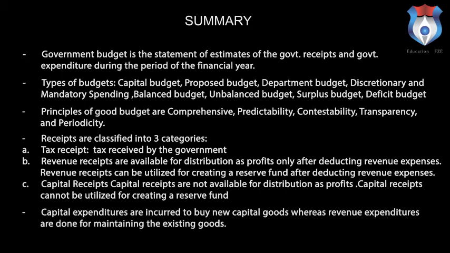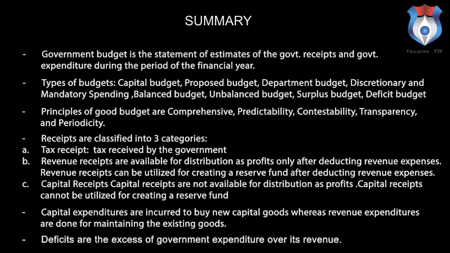Capital expenditures are incurred to buy new capital goods, whereas revenue expenditures are done for maintaining the existing goods. Deficits are the excess of government expenditure over its revenue.